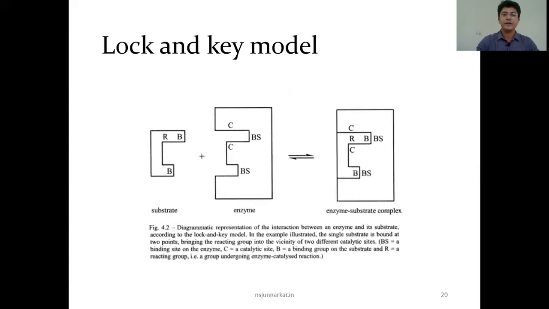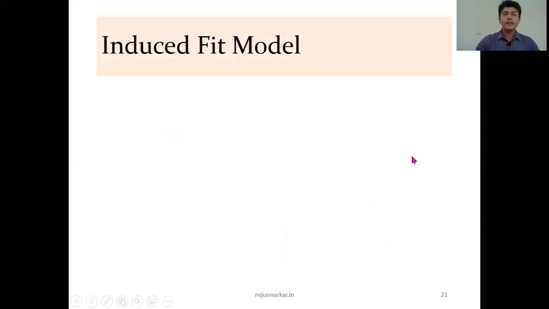So here is the figure indicating how a substrate can fit into the enzyme like a key into the lock. The binding groups are occupied in the binding site, the reacting groups of the substrate are occupied in the catalytic site, and the conversion of substrate into product can occur if the reacting groups are occupied in the catalytic site. Another model was proposed.